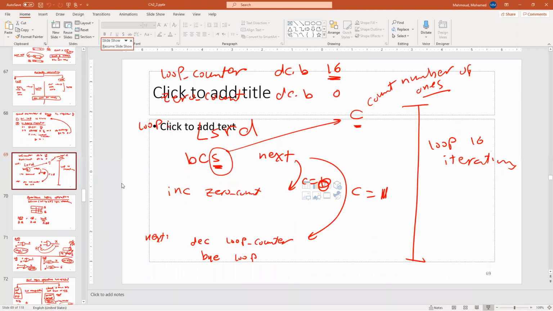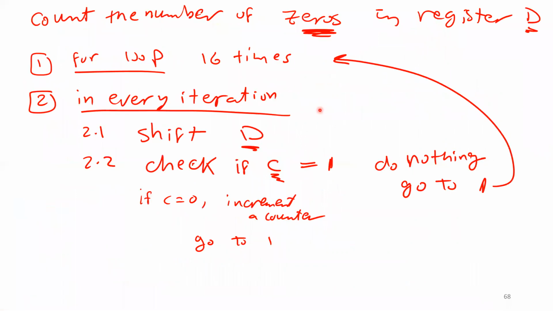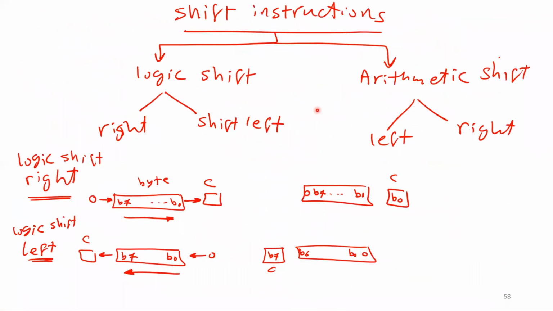I'm done with this, so before I move forward, what I want to explain now is Boolean logic operations, right? But let me summarize quickly what I did before I move forward. What we did today, guys, very easy.